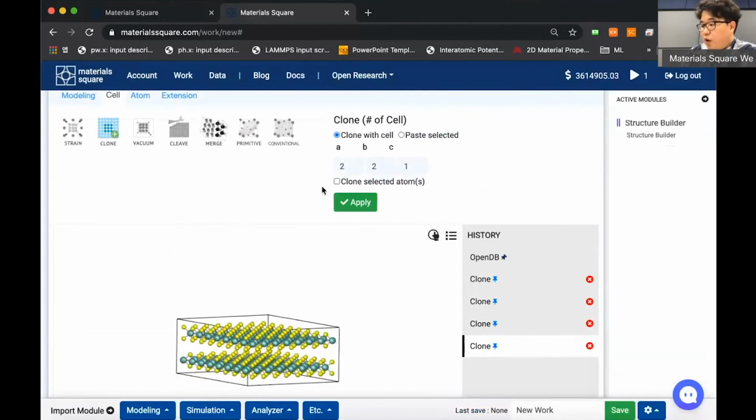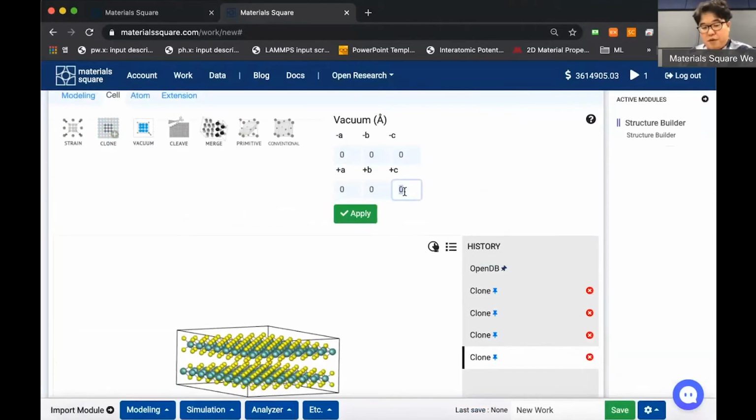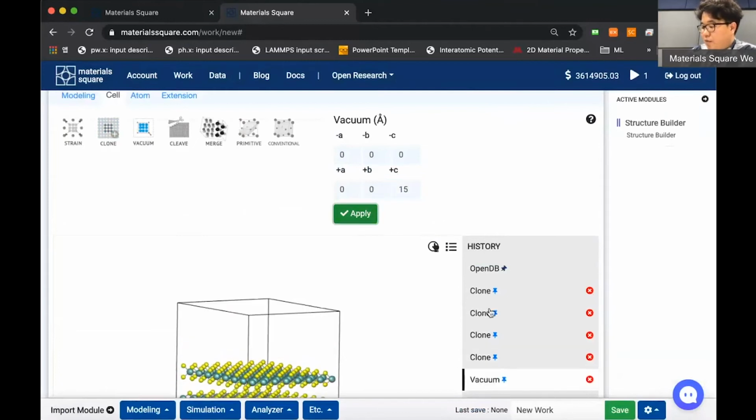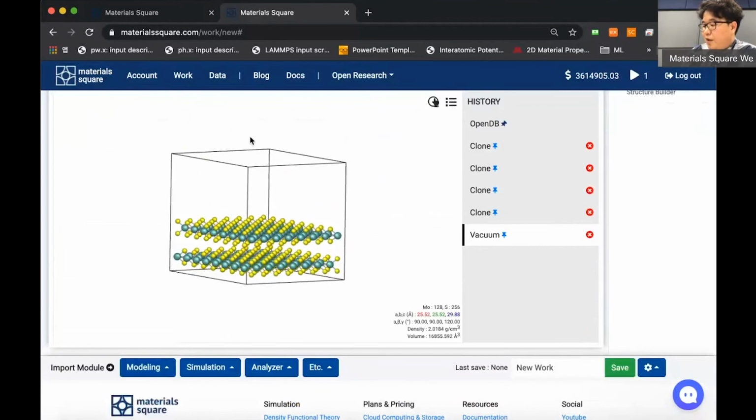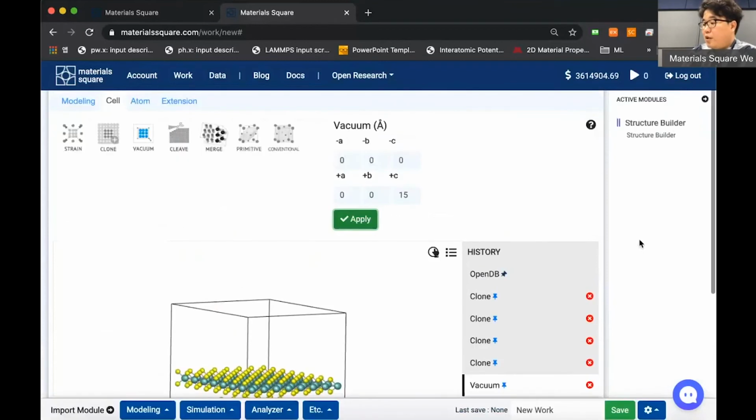If you want to get some vacuum for an isolated system, press vacuum, and usually 15, right? 15 angstrom for the C direction, and apply here. Okay, so vacuum is added. So this system is now from the bulk to an isolated system, not bulk anymore.